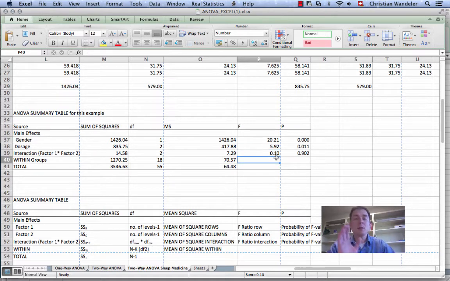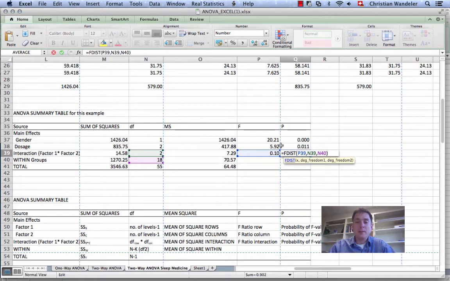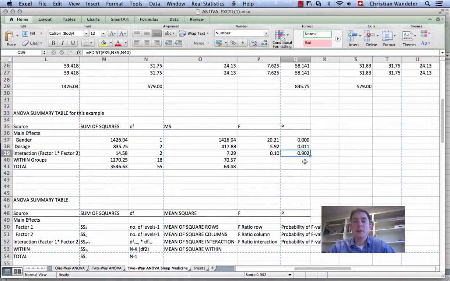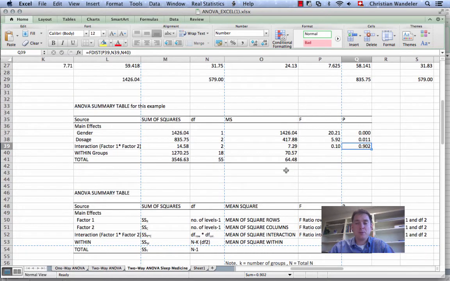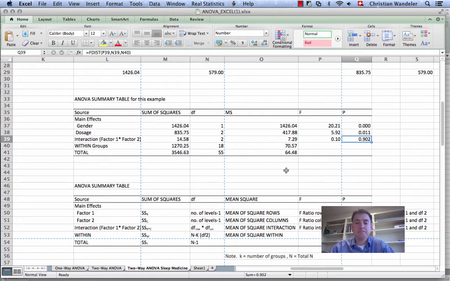Right? Every once in a while the number goes low, close to 0. But usually it shouldn't go too far below 1. And as you can see, the probability here goes very high, 0.90. So it's highly unlikely that there's a difference here in the interaction. There's no significant effect.